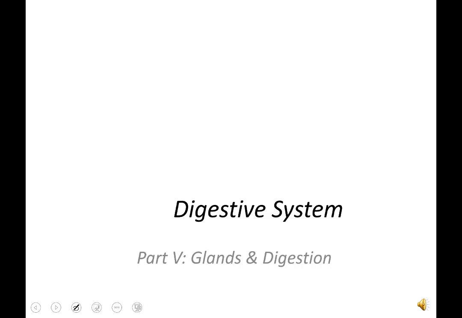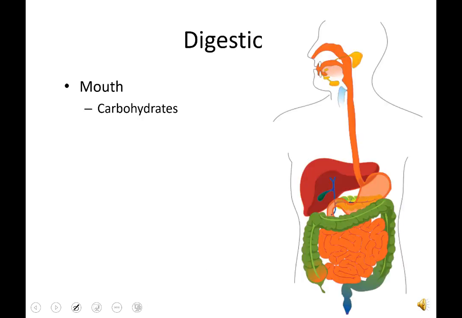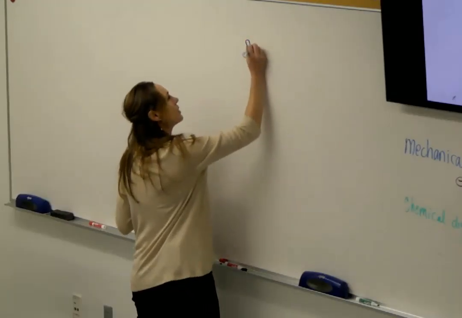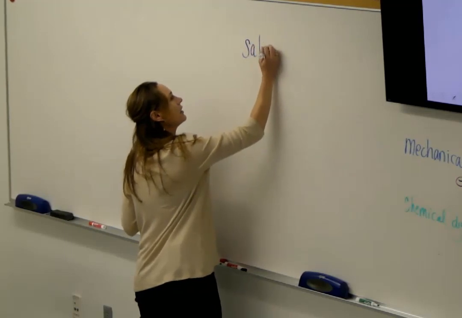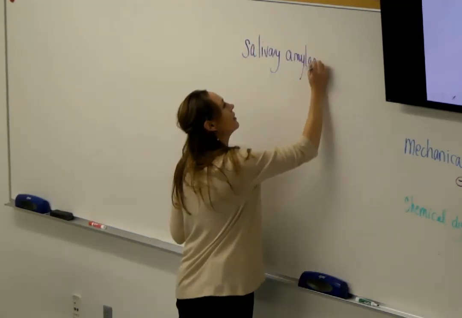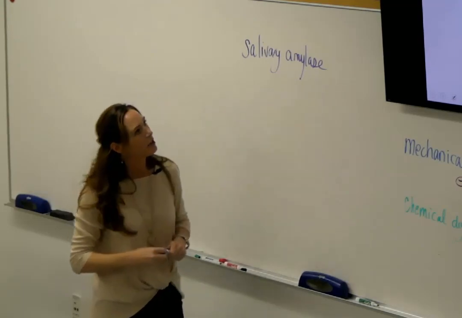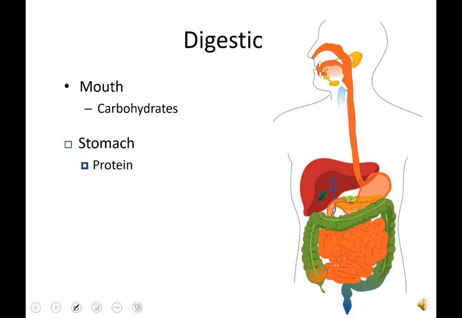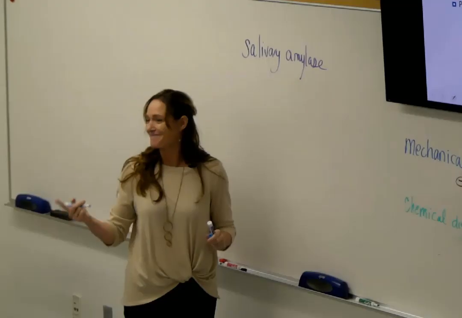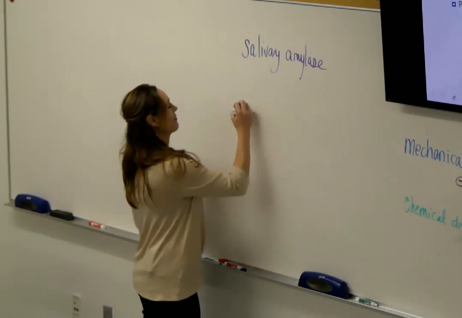So on to digestion proper. We learned in the mouth that we started to digest carbohydrates. Who can tell me what in the mouth is used to digest carbohydrates? Yeah, and so we'll call this salivary amylase in the mouth. That's going to digest carbohydrates. And then the food continues on down. And then in the stomach, we're going to digest proteins. How are we going to digest proteins? Pepsin. So we have pepsin.